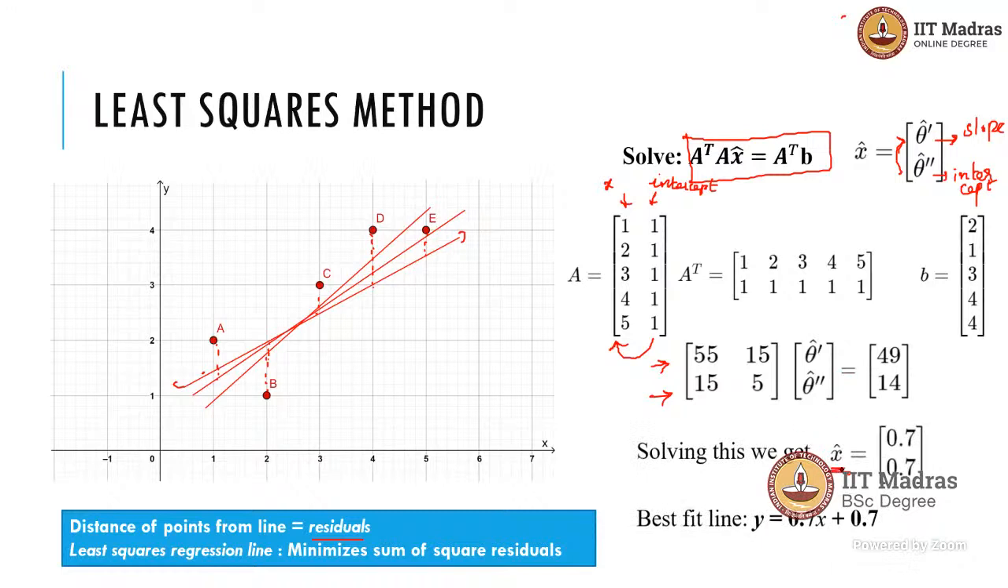So this X hat is your least square solution. Just remember that is how we derived it in class also. This is your least square solution. So this gives you the best line. For this best line, the slope is 0.7 and the intercept is 0.7.